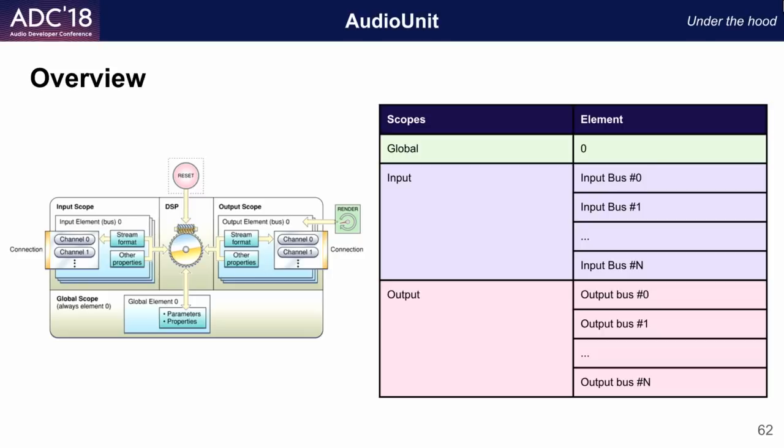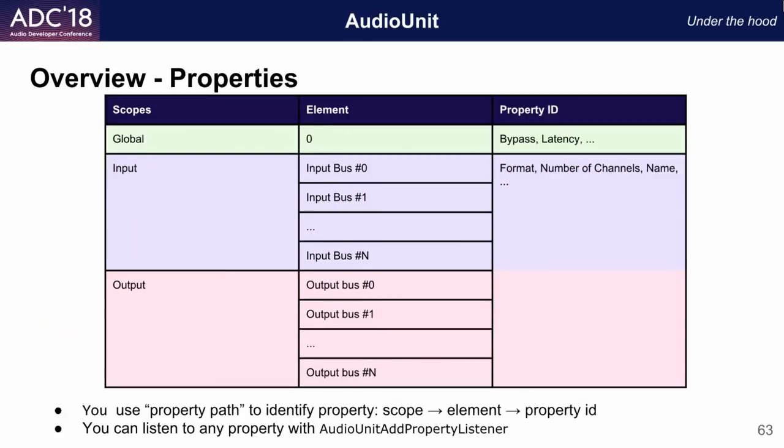All of these buses can have stream formats, and each stream format has channels, and there's a really nice property system. All of these elements can have properties, which are specified by property IDs. The global scope has some global properties like bypass, but then every element, for example, has a name property. The bus elements could have a format property or a number of channels property. And you refer to these properties with a path. You say which scope? I want the input scope, I want bus one, and then I want the property format. That's used everywhere in audio units.